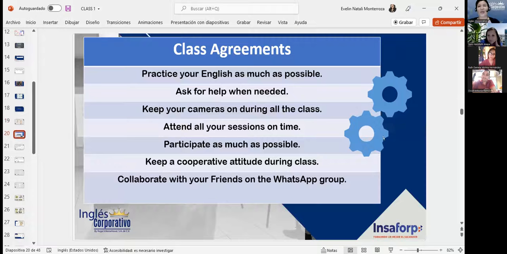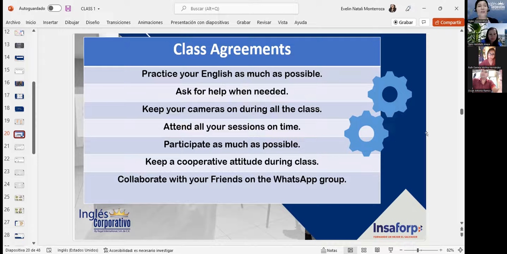That's very curious. Well, my dear students, let's remember that we need to practice as much as possible. Ask for help whenever you need. Keep your cameras on during the class. Attend your session on time. Remember to participate as much as possible. To keep a cooperative attitude during class, you don't have a problem with that porque todos participan. And for sure, collaborate with your friends on the WhatsApp group.